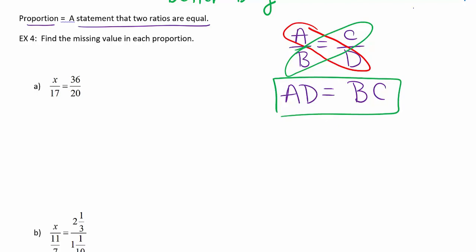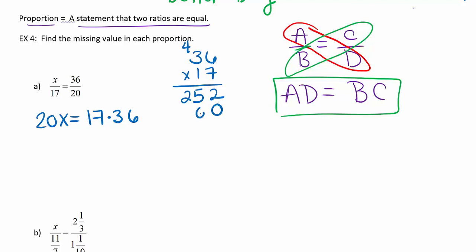So for example, in part A, if I want to figure out what x is, I'm going to start by setting the cross products equal. So that means 20 times x has to equal 17 times 36. Now I'm going to have to figure out what 17 times 36 is. So I have my work written out over here, and let's see, I end up getting 612. So 20x equals 612.